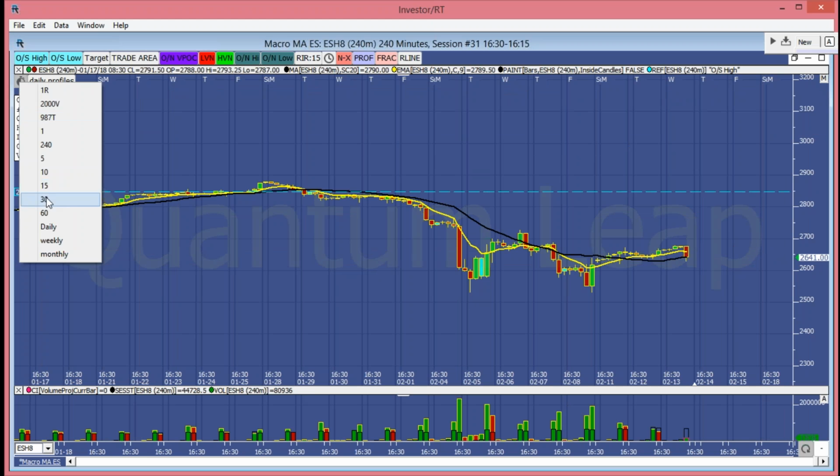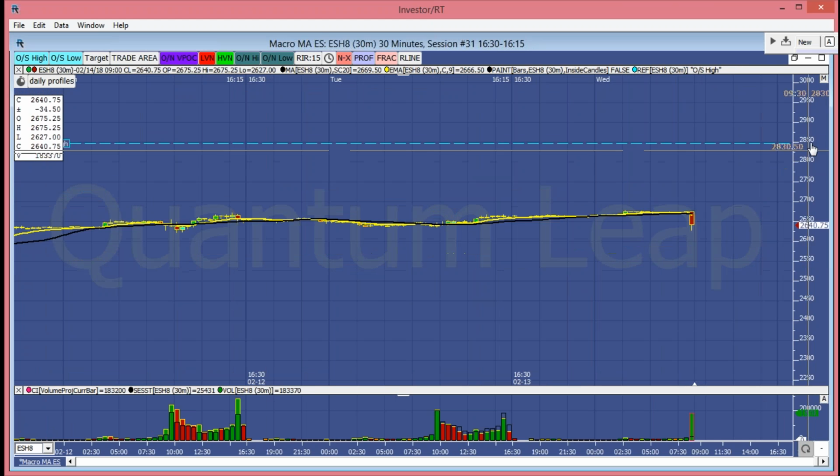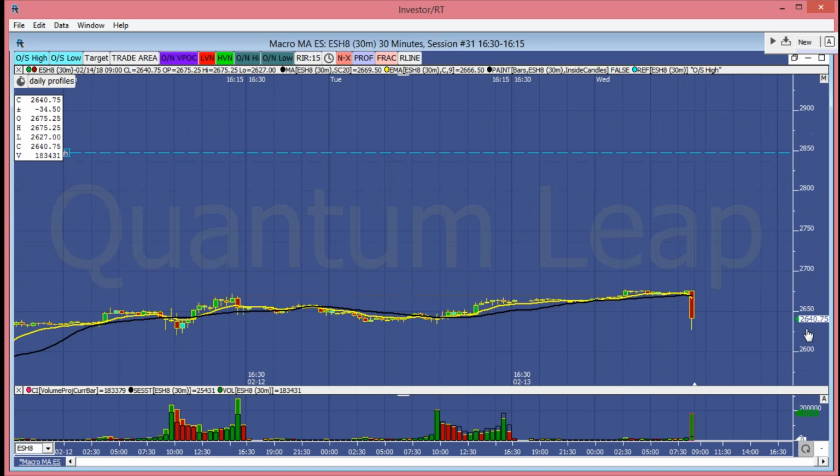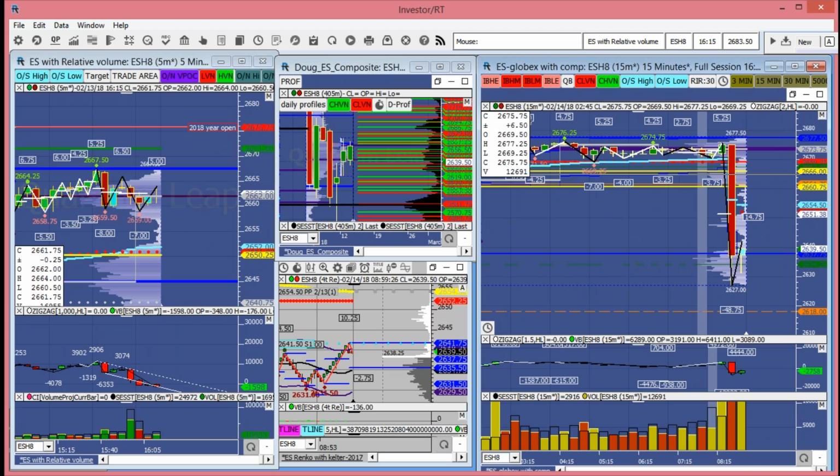And then just going to the 30-minute, you can see same thing. We've basically been in this consolidation, but we've just now broken down below, and we're below the 9 and the 20. So we have possibility of a trend change on the smaller time frame.